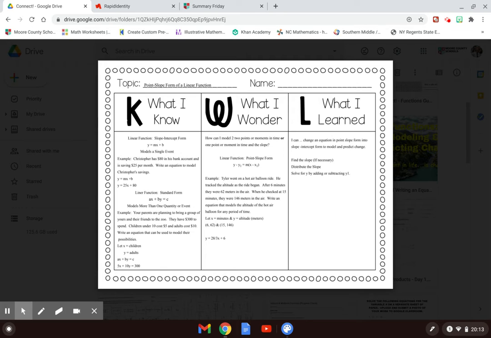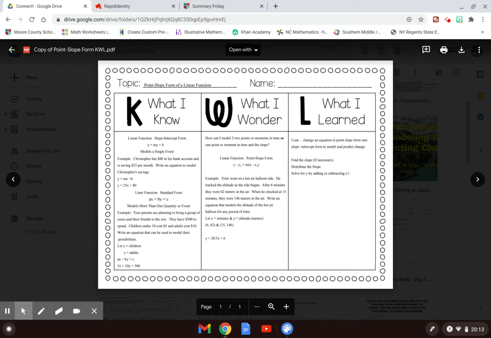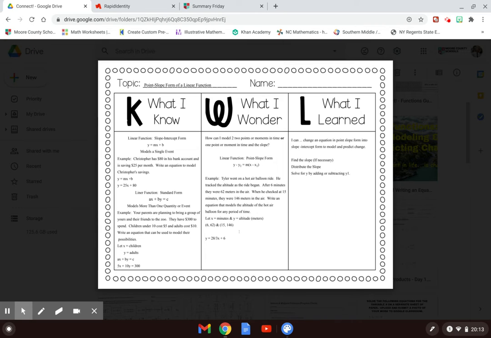Then yesterday we learned the point slope form of a linear function, which is how we can model 2 points or moments in time, or 1 point or moment in time, and the slope. Okay, so really what I'm going back to is the example that I began with yesterday, and to go through a few more examples of 1 point in time and the slope, or when I have 2 points or moments in time, how to write these equations.